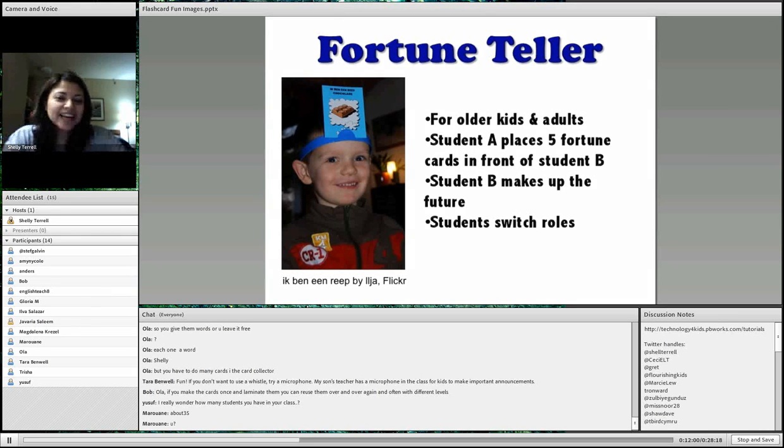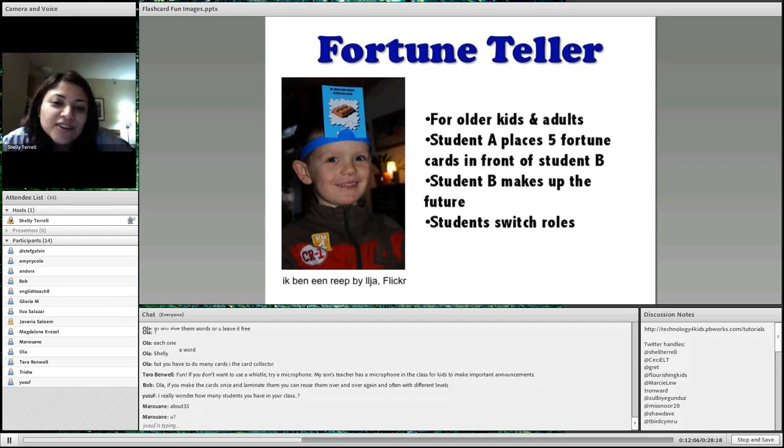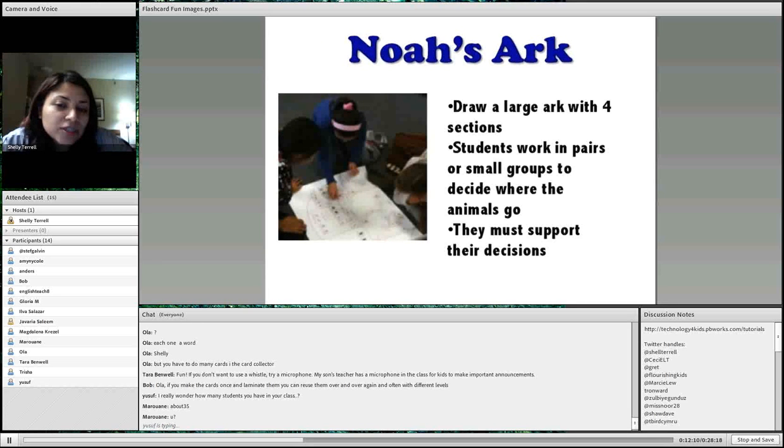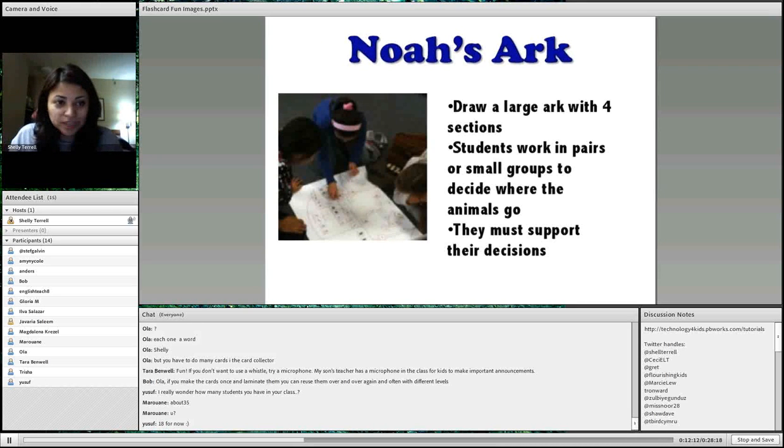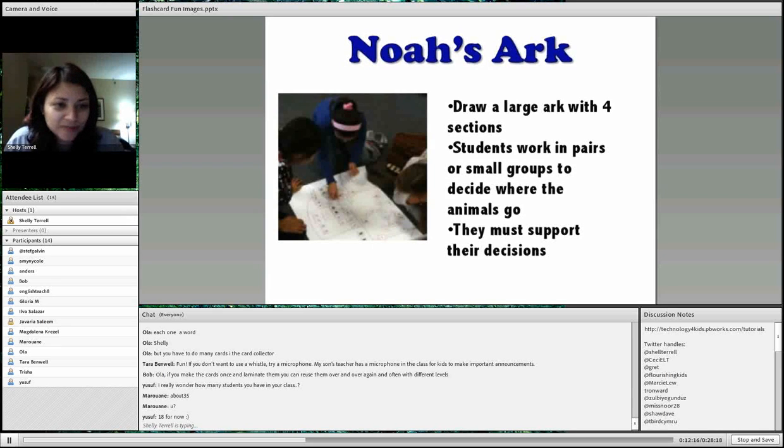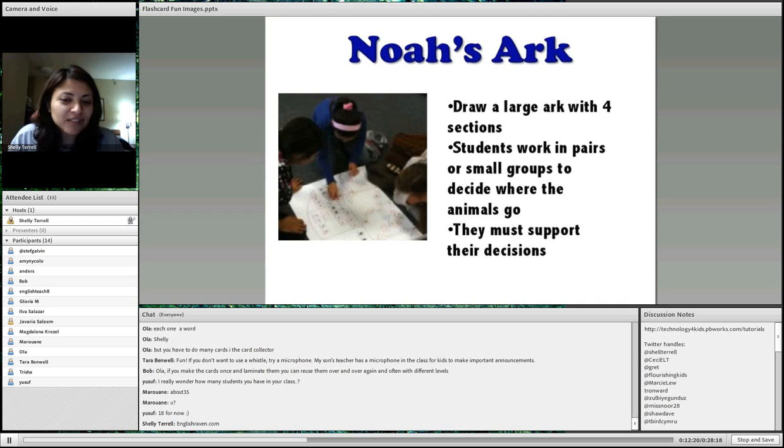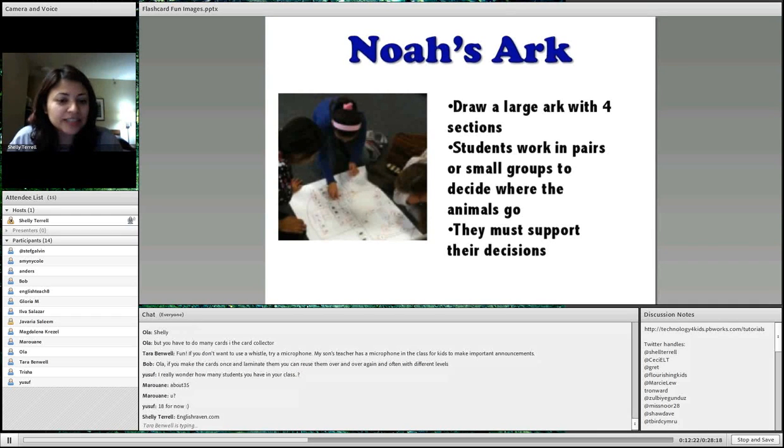The other one we have is fortune teller, and I have the same thing here. I don't know what I did here. Okay, so this is for older kids and adults. But student A places 5 fortune cards in front of student B, so they work in pairs. And then student B has to make up the future using those fortune cards. So the kids have a lot of fun, and even teenagers have a lot of fun with this.